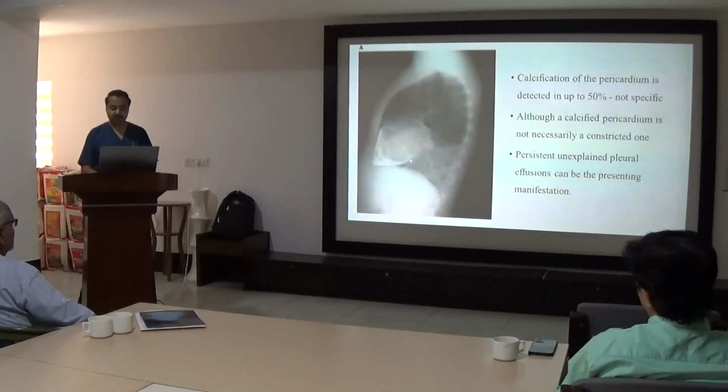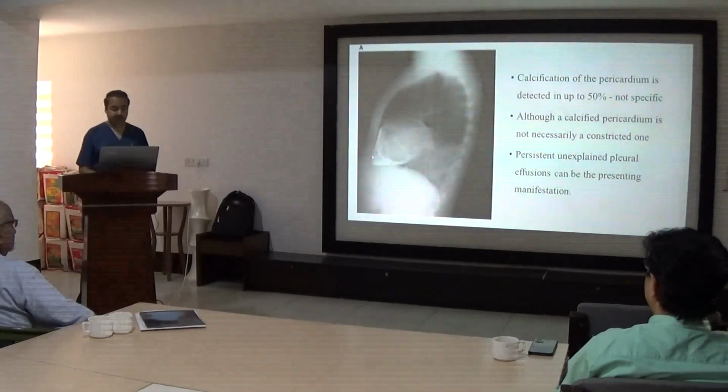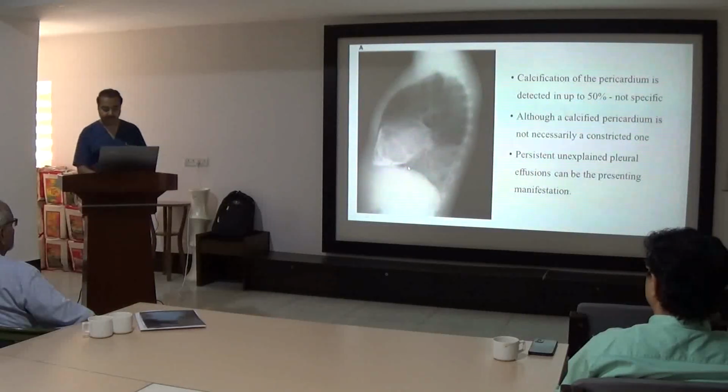Lateral X-ray will show a thickened and calcified pericardium which is encasing the heart. And this can be seen in nearly 50% of cases, although it is not very specific, not very sensitive, but still, in view of other findings, in view of clinical history, in view of symptoms and in view of physical examination, this can induce us to diagnose constrictive pericarditis. And persistent unexplained pleural effusion can be a manifestation in constrictive pericarditis also.